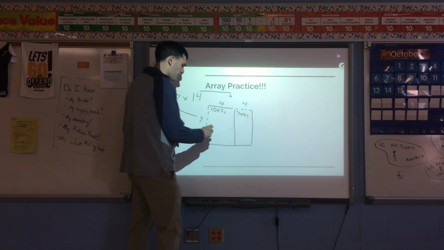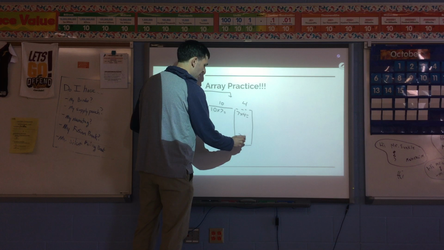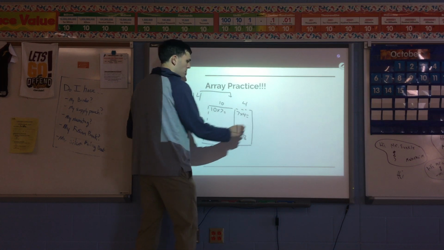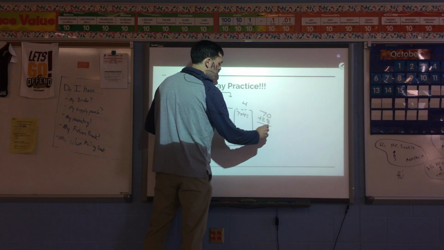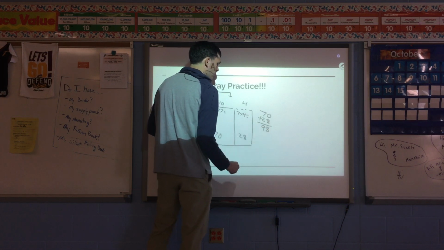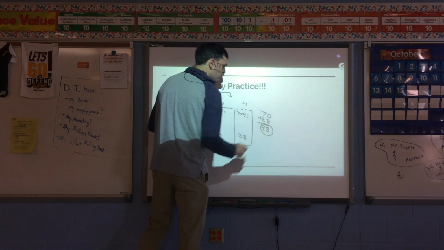So we'll do 10 times 7, which is 70. 7 times 4, which is 28. Then we take these two numbers and add them together. 70 plus 28 equals 98. So the answer to this question, 7 times 14, is 98.